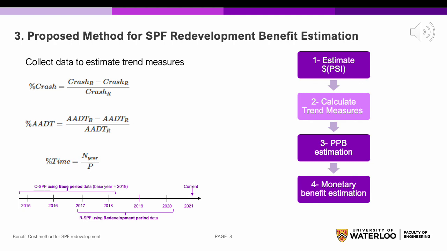Crash is the total number of crashes in the network. ADT is the average of total ADT. N is the number of non-overlapping years between base and redevelopment period, which is 2 in our example. And finally, P is the length of the periods, which is 4 in our example.